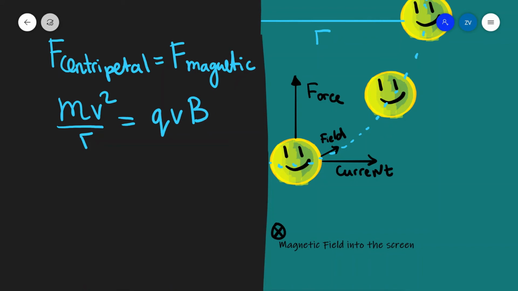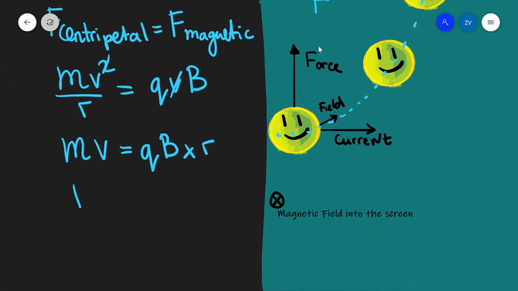Notice that one of those v's is going to cancel out, so we can do this, and then we can just slowly in steps rearrange for the radius. So what I'm going to write down is that mv will be equal to qB times r, and finally I'm just going to rearrange for the radius, giving me that the radius will be equal to mv divided by q times the magnetic flux density B.